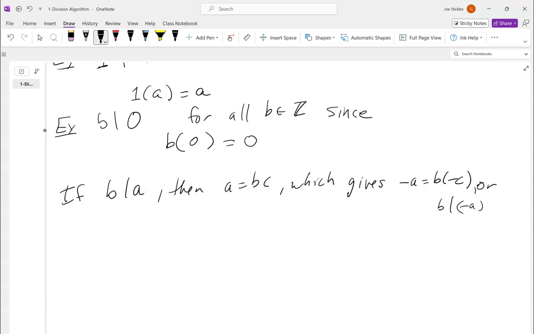So what this tells us is that the set of divisors for A is also the same as the set of divisors for negative A. So hence, A and negative A have the same set of divisors.